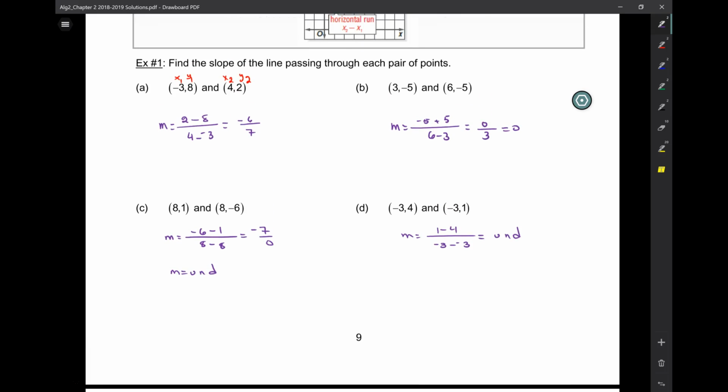So look at this. We had 4 examples. For one, we got a negative, we got a 0, we got an undefined. Let's just quickly plot some of these. So in the first case, I have a -3 and 8. And then I have a 4 and a 2. Right? So look at how that line looks. In the second case, I have 3 and -5. And 6 and -5.